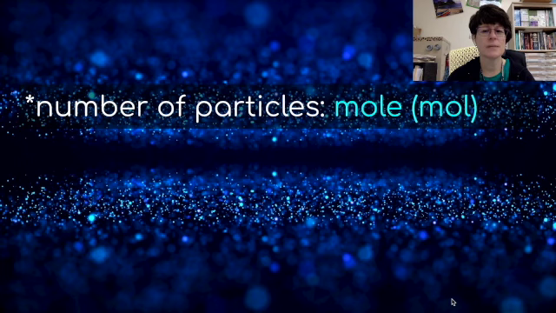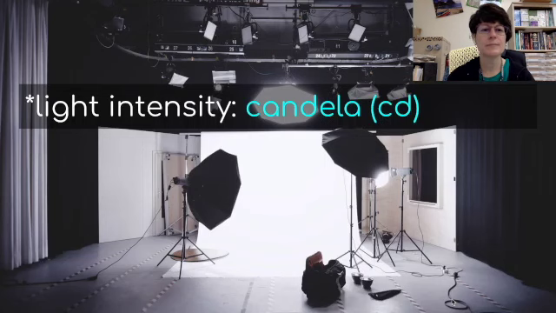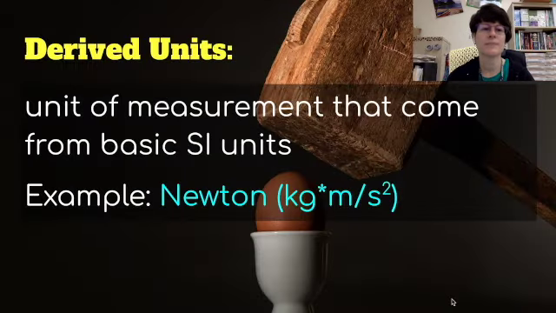Number of particles, this might be a new one for you, is the mole. This is actually really important for chemistry. We're going to be using this one a lot, the mole. Electrical current is the ampere. And light intensity is the candela, which you can see the word candle there. Amperes and candelas, those are more physics. We won't use those so much as we will the others.